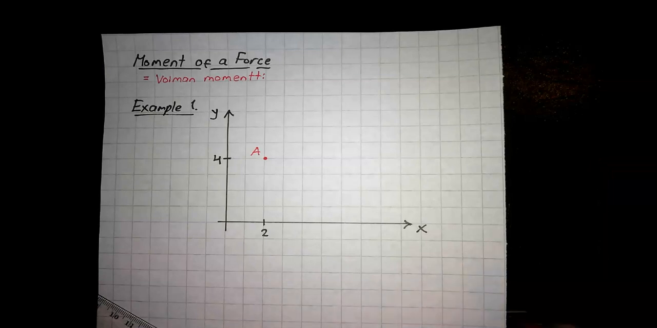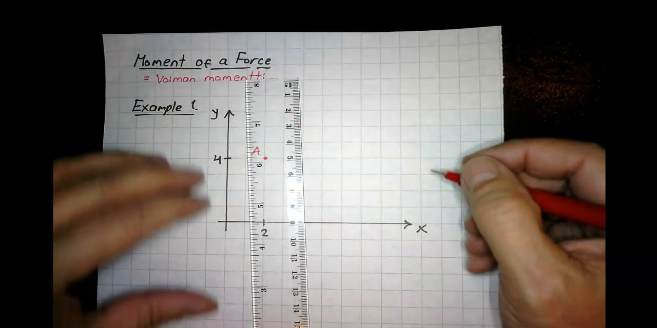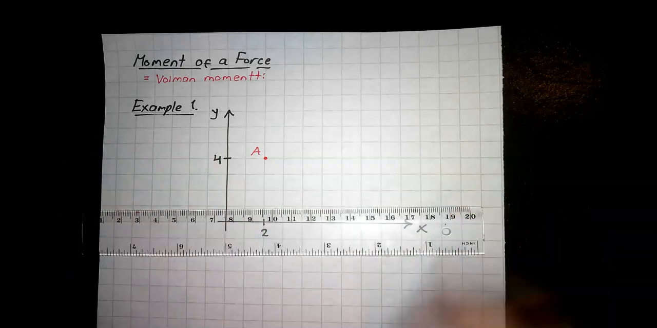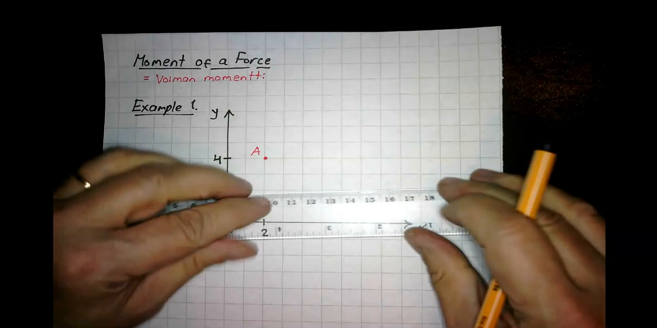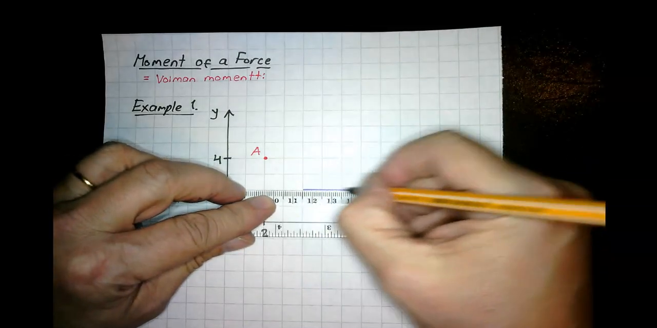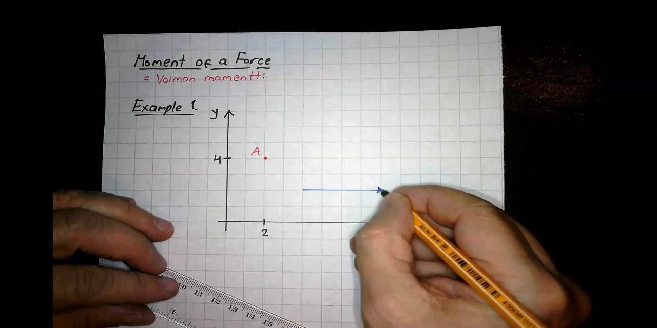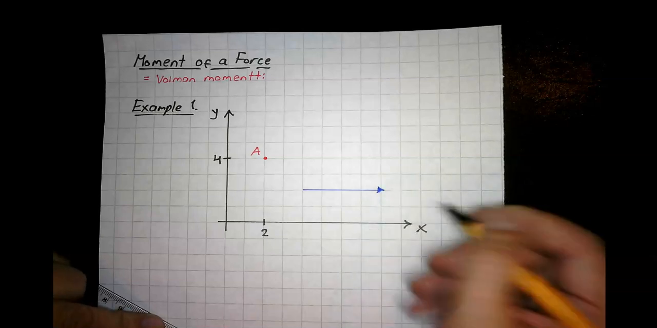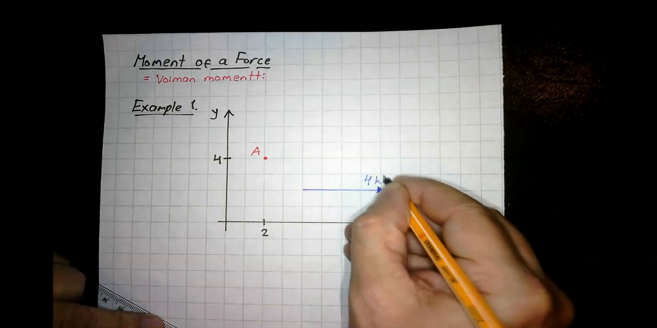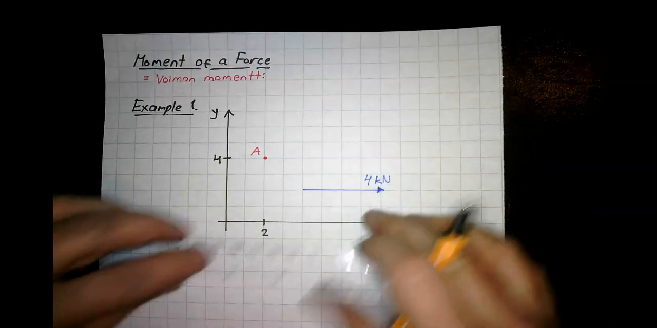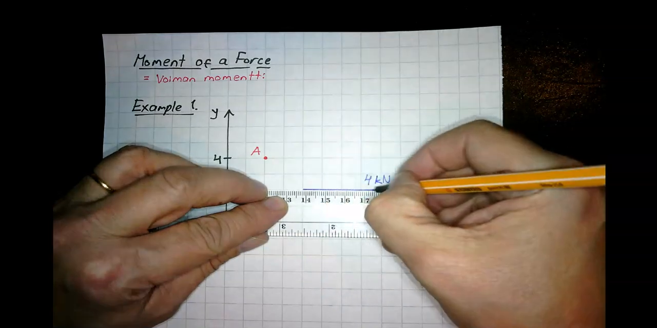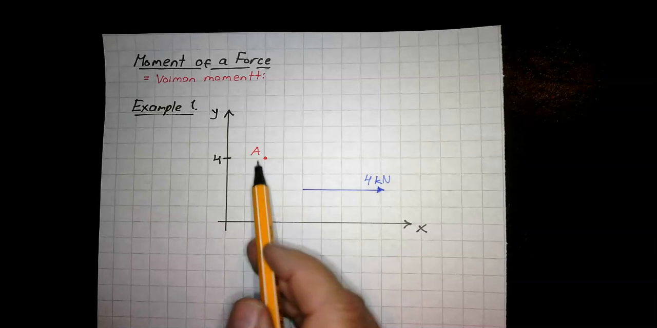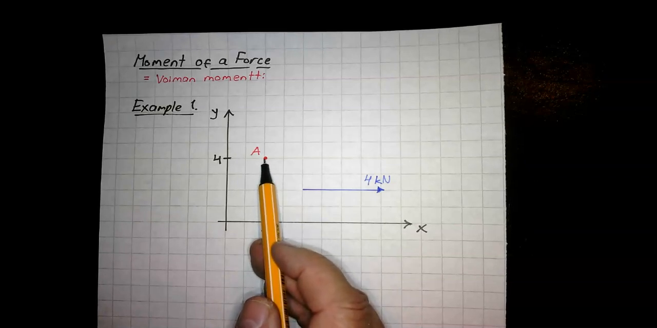And then I have here a force vector. Let's say it will go in a direction I will choose. I will take another color. Let's choose this blue color, and here we have the force vector. Let's say this is 4 kilonewtons, the magnitude of that force vector. And we need to calculate the moment of this force, calculated to the point A.